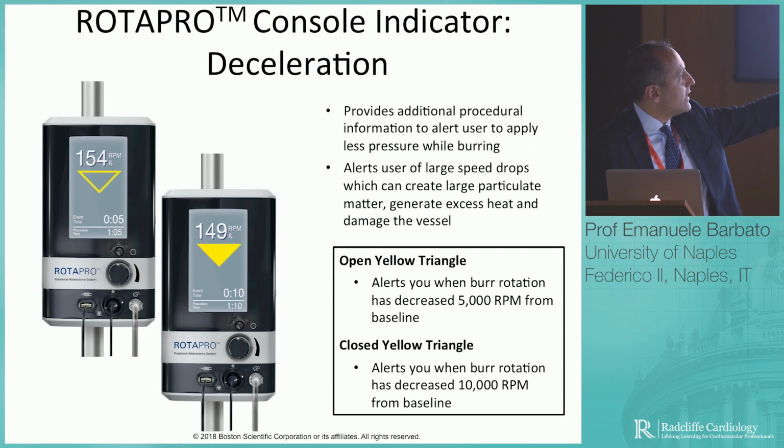It gives you this triangle. When it's an empty or an open yellow triangle, it tells you that the speed has decelerated by more than 5,000 RPM. When the triangle is closed, it's more than 10,000 RPM.